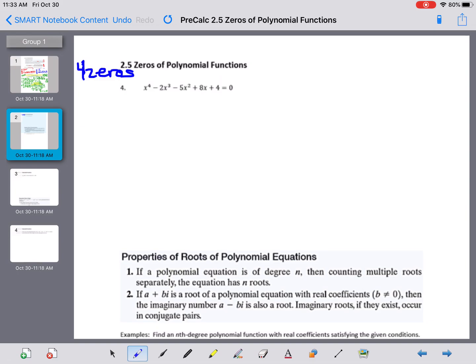Now, just giving us this idea, anytime we have even powers, there is the slight chance that there are no rationals. If everything on that graph happens above or below the x-axis, it might not cross. So keep it in the back of your mind. We're going to hope that's not true.